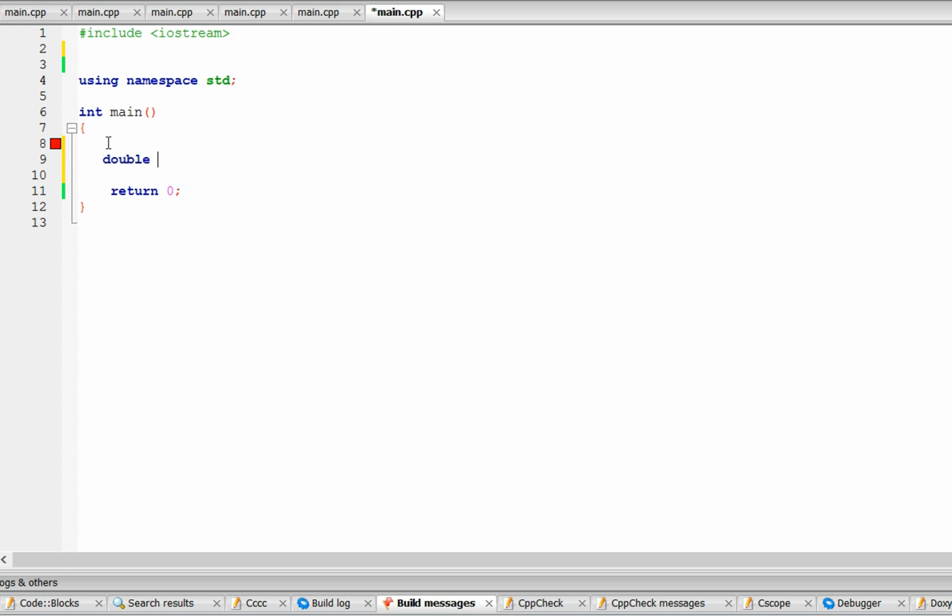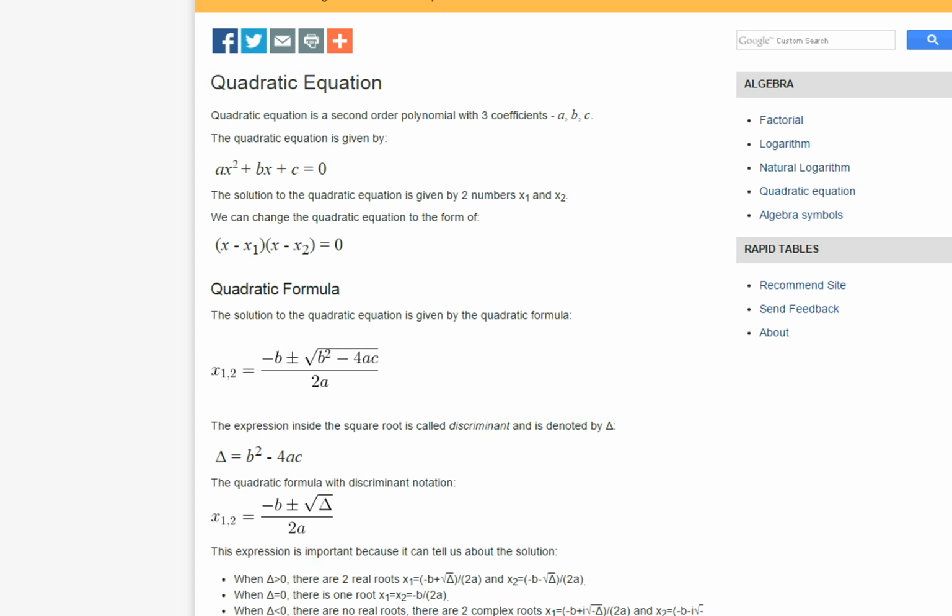First, we need to store the coefficients. They're normally called A, B, and C. A is going to be the one next to the x squared, B is the one next to the x, and C is just a constant by itself.